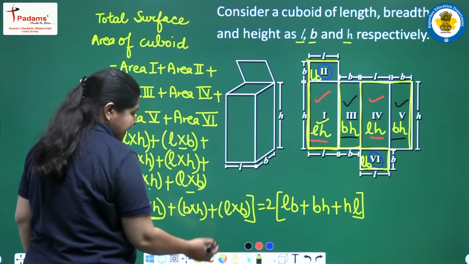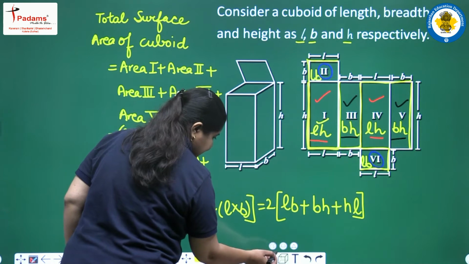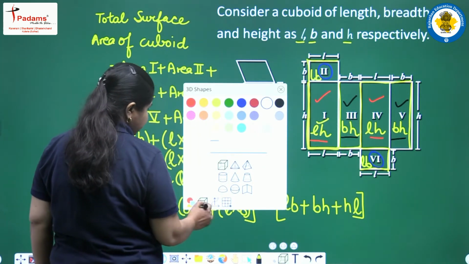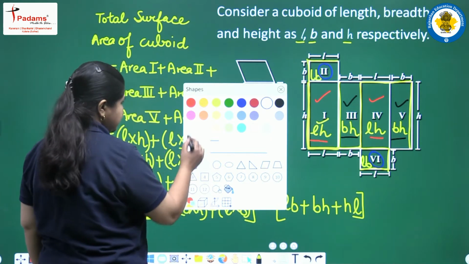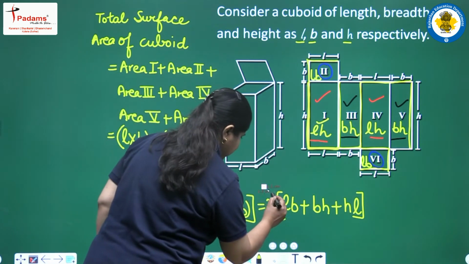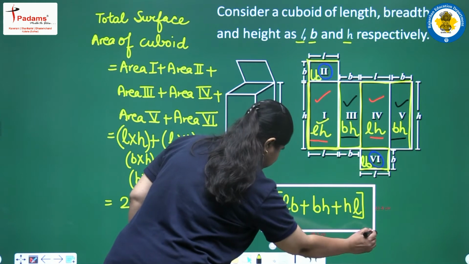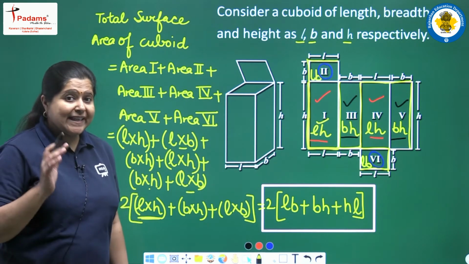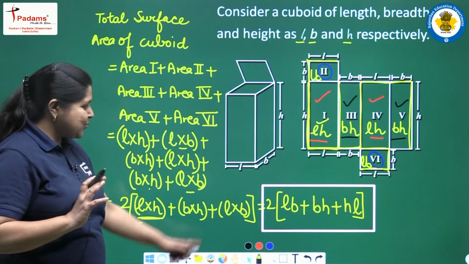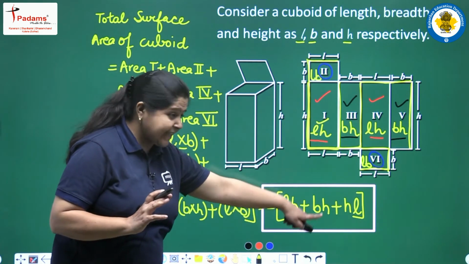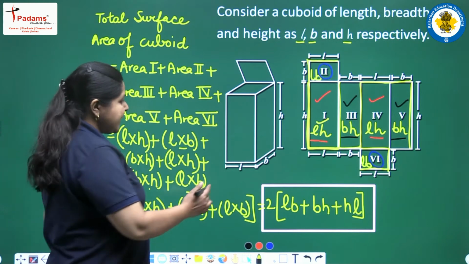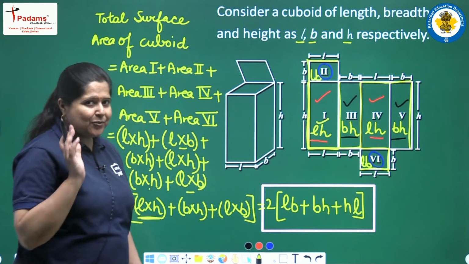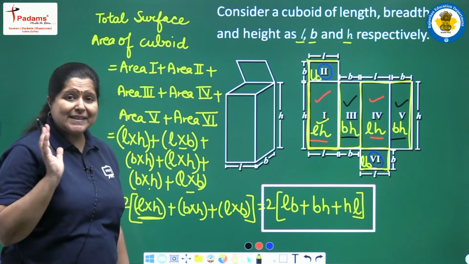And now this gives us the surface area of a cuboid, the total surface area. Let me indicate it here. This one. This gives us the total surface area of a cuboid, 2 into LB plus BH plus HL, where L denotes the length, B denotes the breadth, and H denotes the height of a cuboid. I hope it is very much clear.